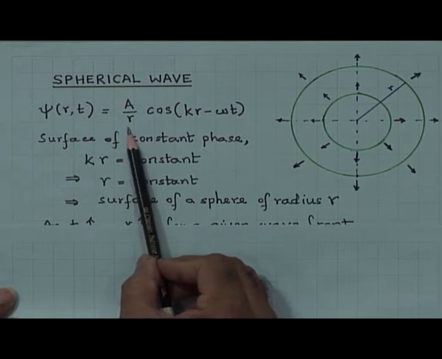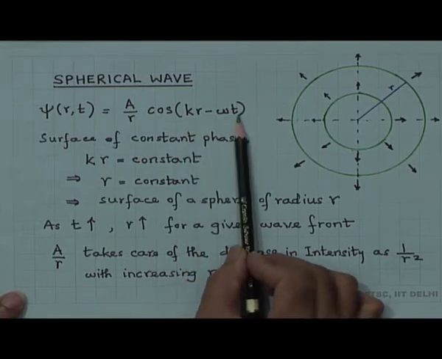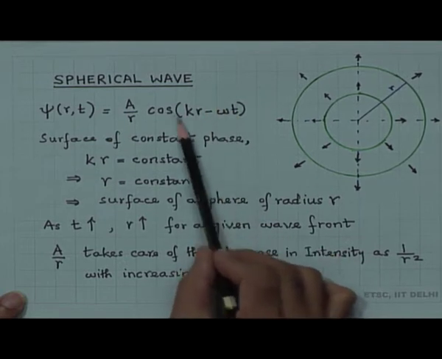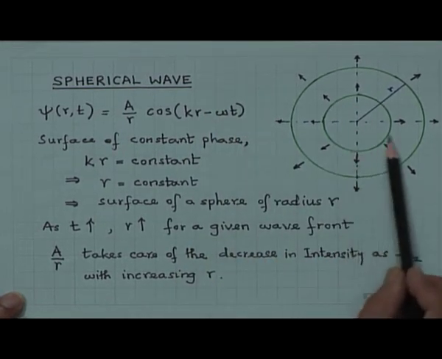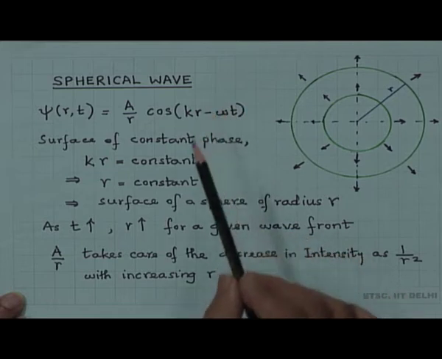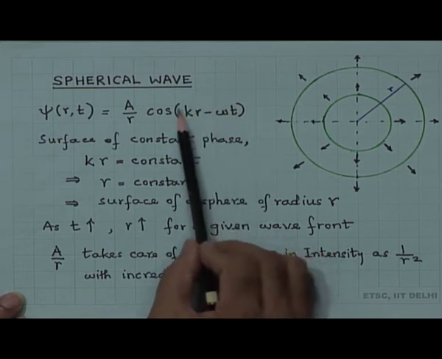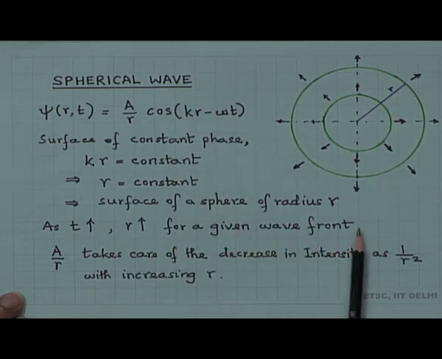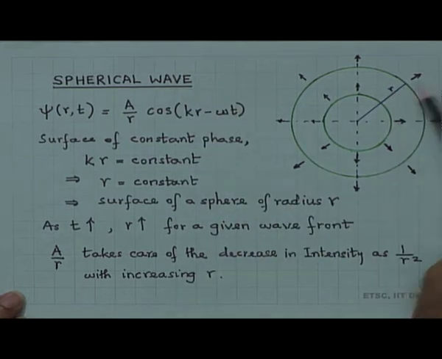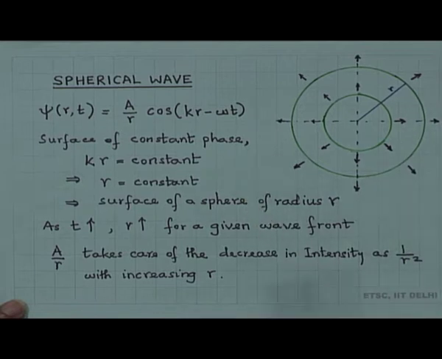What about the r which is here? So, we will see in a minute. As t increases, in this expression we see that r has to increase so that the phase remains constant, because we are tracking a particular wave front. A particular wave front is defined by the phase being equal to a constant, and therefore, as t increases, r increases so that this remains constant for a given wave front, which means the wave is expanding, the spheres are expanding outwardly with the propagating time.